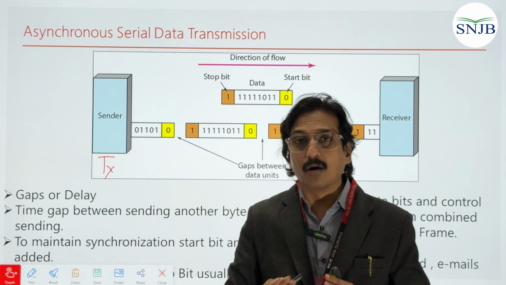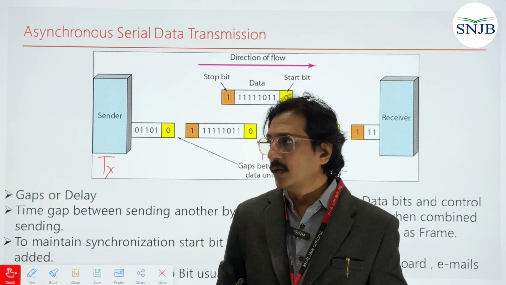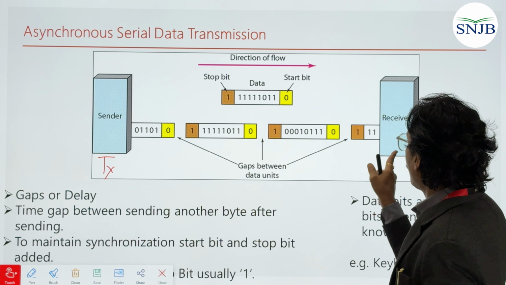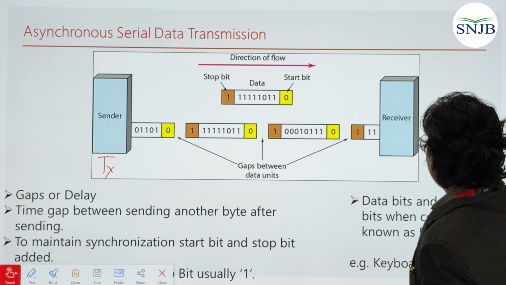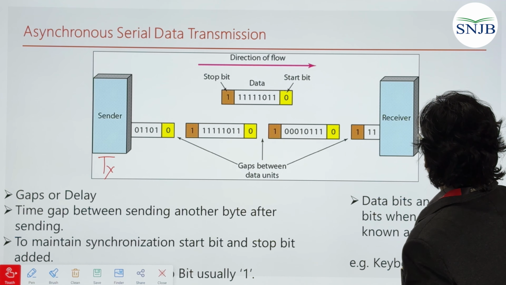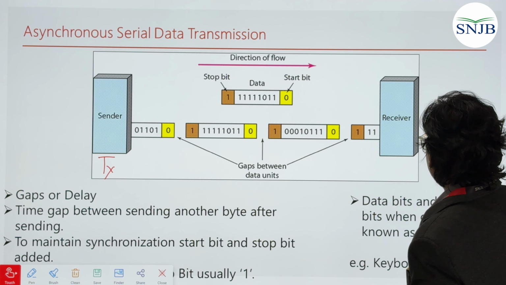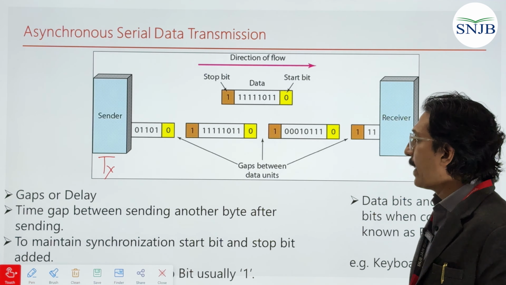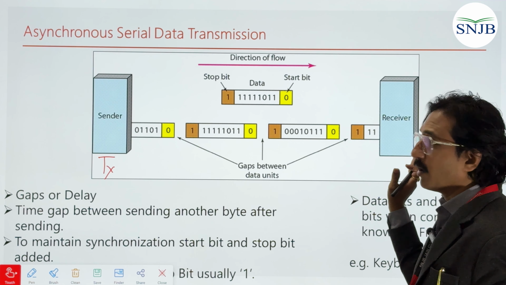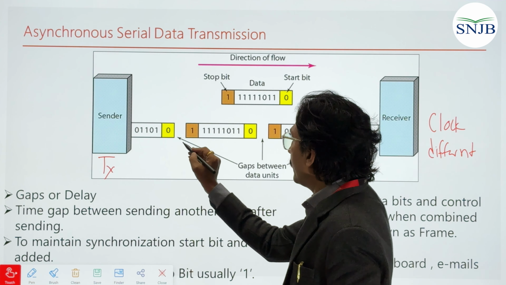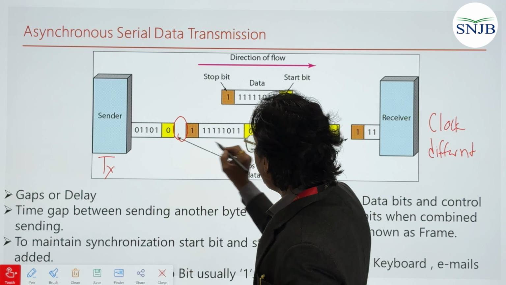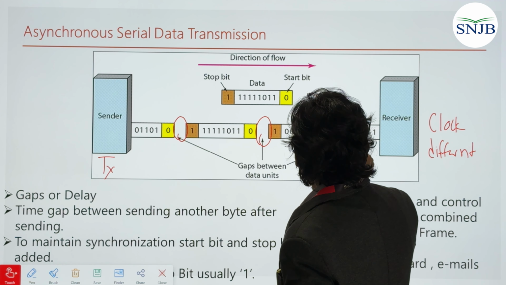Because of that parameter, this kind of communication is considered asynchronous, because the clock of the transmitter and the clock of the receiver are different in nature. They operate at different frequencies. That's why this is called asynchronous communication. There is a gap between the two frames.